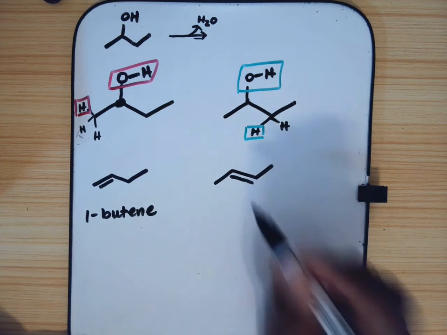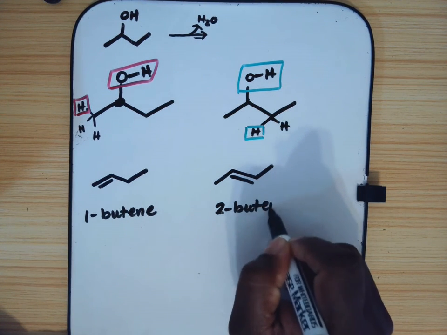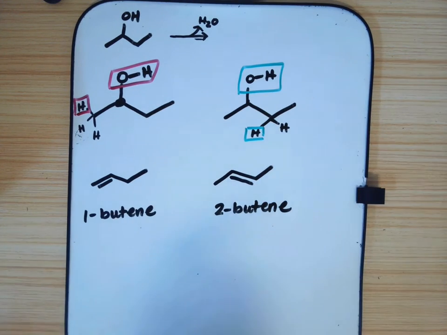If we use the second structure, we end up with 2-butene. The way I have it drawn is trans-2-butene, but I'm only concerned about the 1-butene versus 2-butene. These are two different compounds. Which one would we see more of?